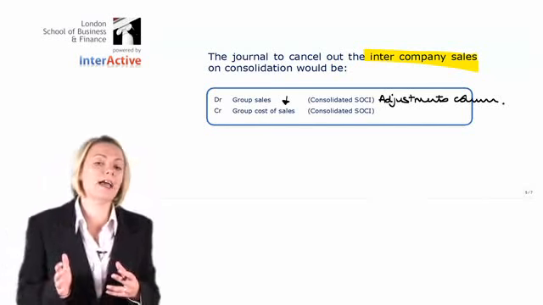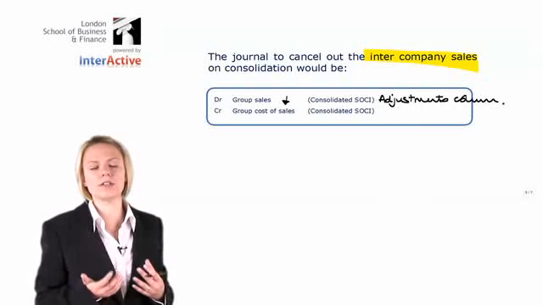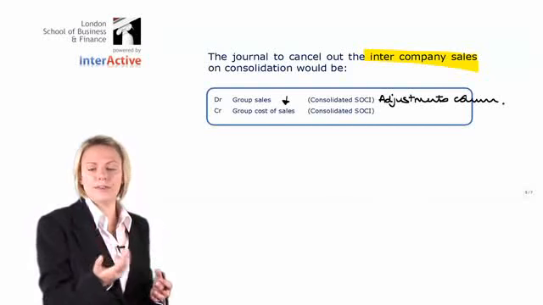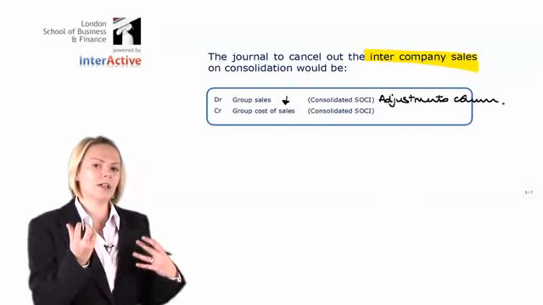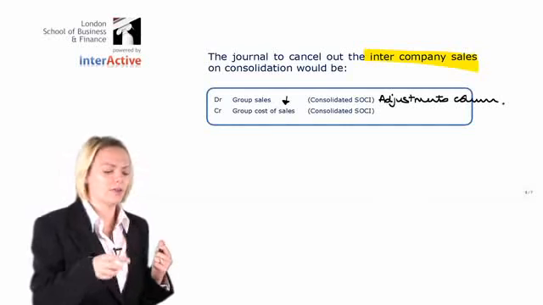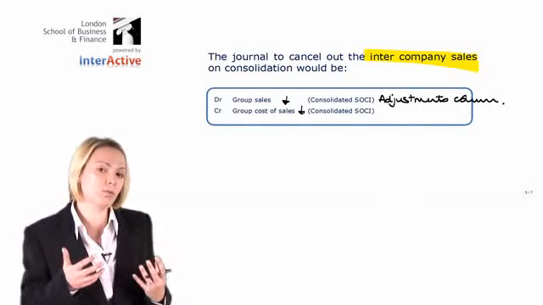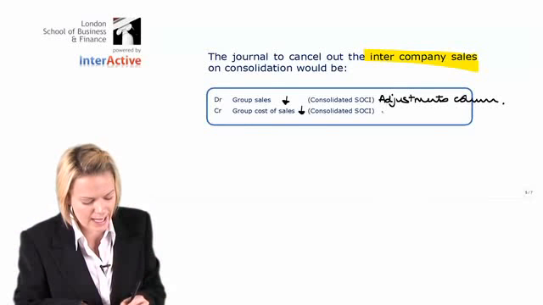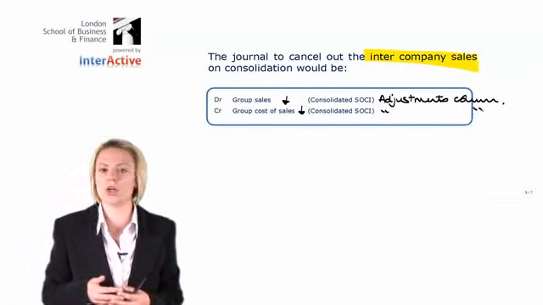Now, one company's sale is another company's cost of sale. The subsidiary's cost of sales would be too high with the amount of purchases that they recognised from buying from the parent. And as such, we need to reduce down their expense of cost of sales. So we credit and reduce group cost of sales, again, in the consolidated SOCI in the adjustments column.